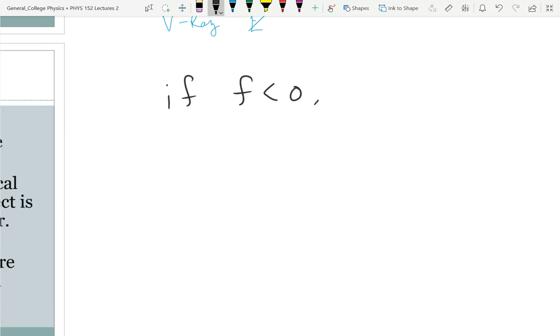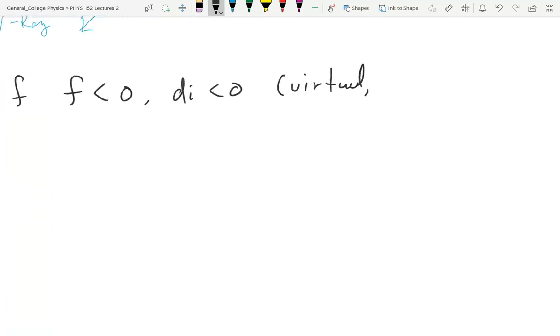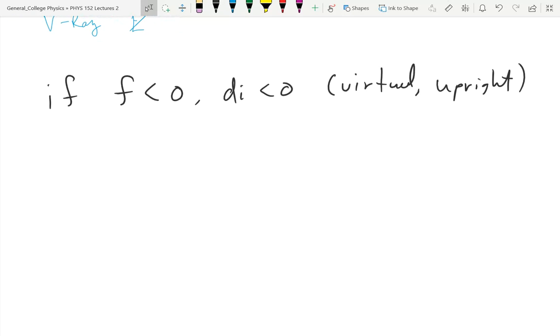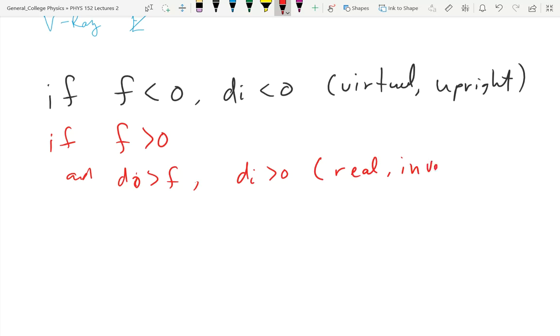If F is less than zero, distance image is less than zero, it's a virtual upright image. That's the first and easiest one. If it's negative focal length, you always have a virtual upright image. Then if F is greater than zero, and distance object is greater than F, then distance image is greater than zero. It's a real inverted image. Otherwise, upright.